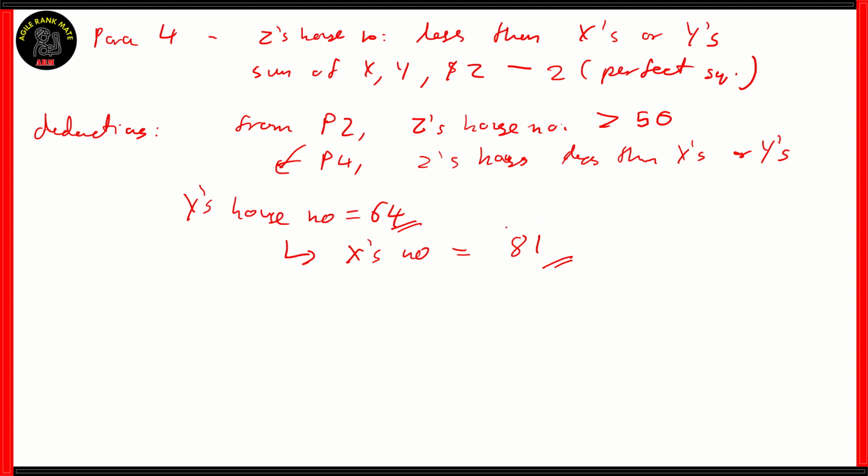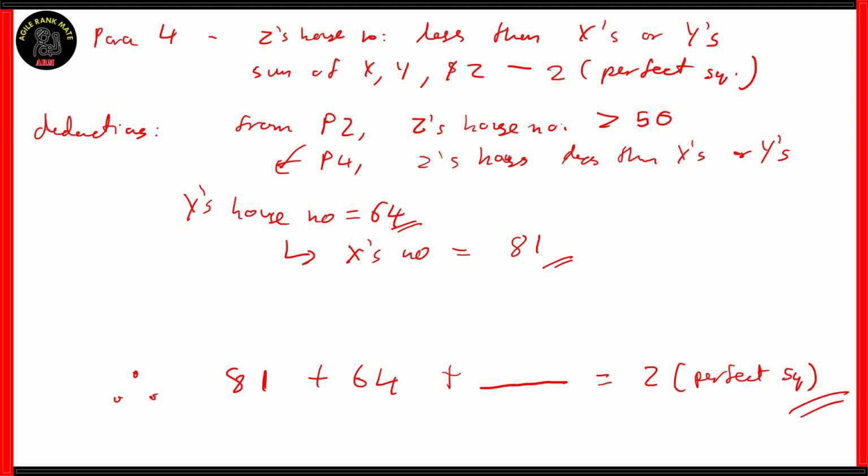So now we will look at the last clue that we got from paragraph 4 and fashion it into a statement. So X's house number 81 plus Y's house number 64 plus Z's house number, which we don't know yet, is equal to 2 times a perfect square.